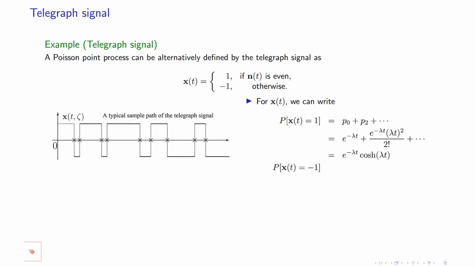So this becomes e to the power minus lambda t, cosine hyperbolic of lambda t. Obviously, you can calculate the probability of x of t equal minus 1, which is equal to 1 minus the probability of x of t equal 1, because there is no other alternative, and this is going to become equal to e to the power minus lambda t, sine hyperbolic of lambda t.